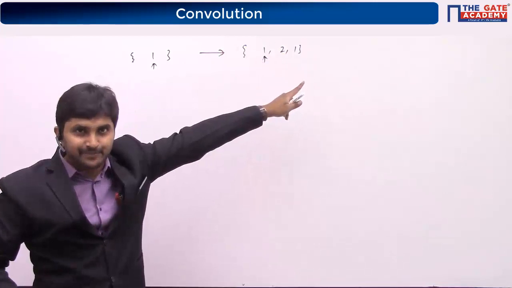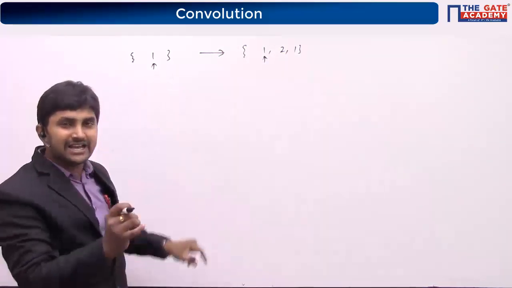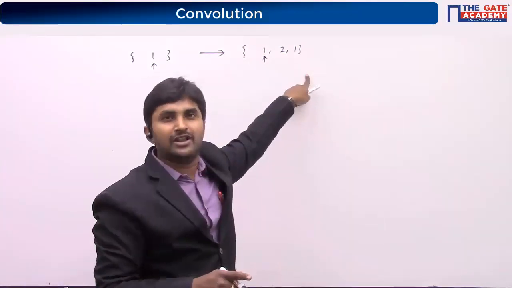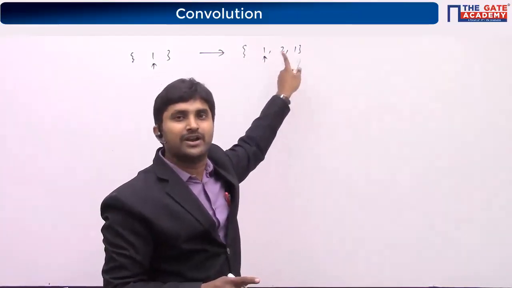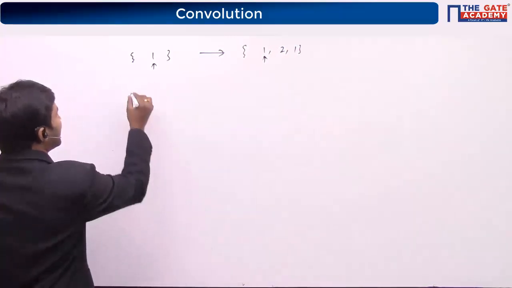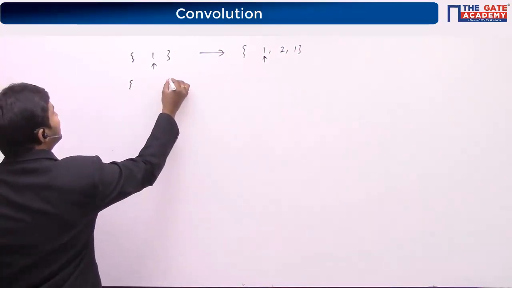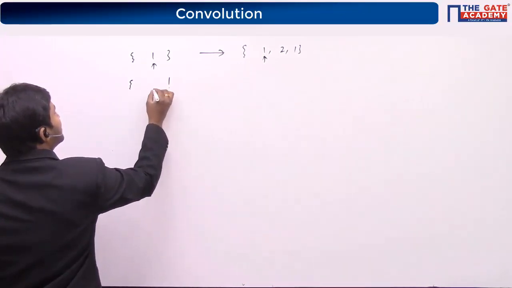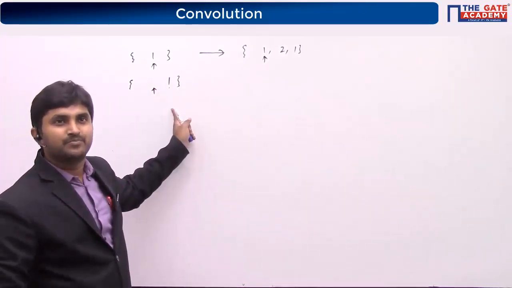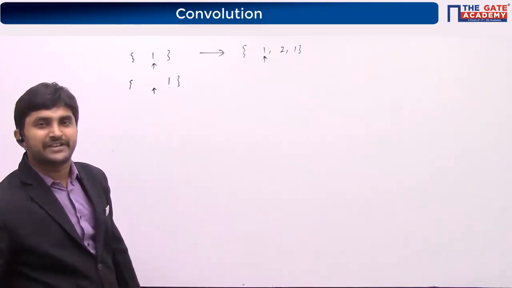Is this clear? If I give an impulse at the instant n equal to 0, the response I get is what we call the impulse response, which is 1, 2, 1. Now if I give the input at the instant n equal to 1, what is the output which is expected?